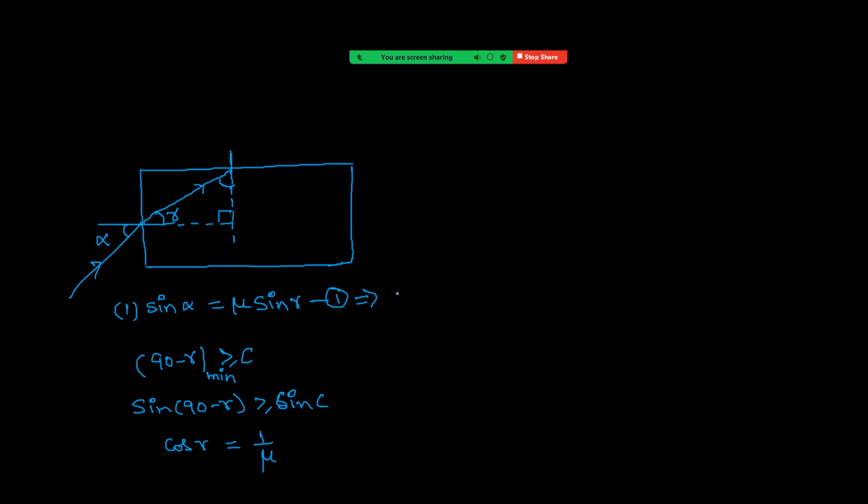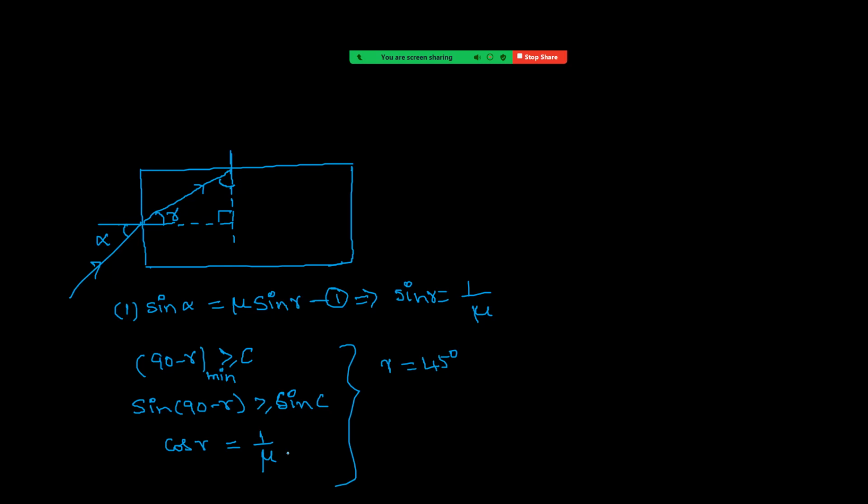When alpha is 90, sin r is equal to 1 by mu. See carefully. I am taking alpha 90. Sin 90 is 1. So sin r equals 1 by mu. Here we got cos r equals 1 by mu. So sin r equals 1 by mu and cos r equals 1 by mu. From those two we can say r must be equal to 45.